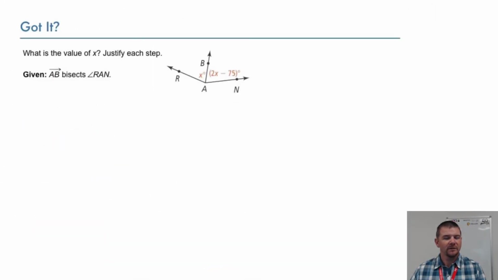Your turn. What is the value of x? Justify each step. Given ray AB bisects angle RAN.